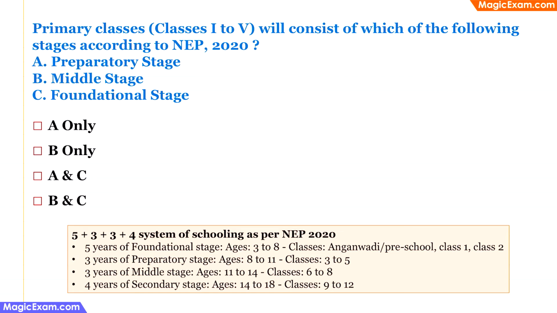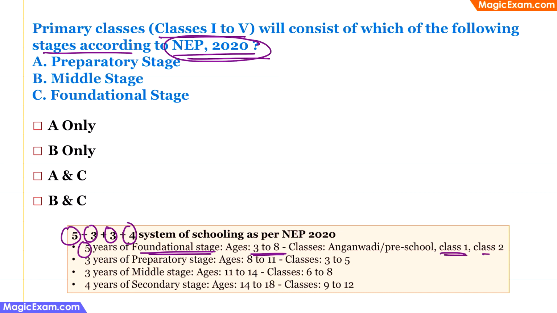Primary classes, that is classes 1 to 5, will consist of which of the following stages according to the NEP 2020? So this is a straightforward question because you have to refer to the NEP 2020 to answer this. Now, in that particular document, it is mentioned that there will be a 5 plus 3 plus 3 plus 4 kind of a system that will be followed. That is, the first 5 years will be the foundational stage. So this will be from ages 3 to 8, right? So this is for classes 1 and 2.